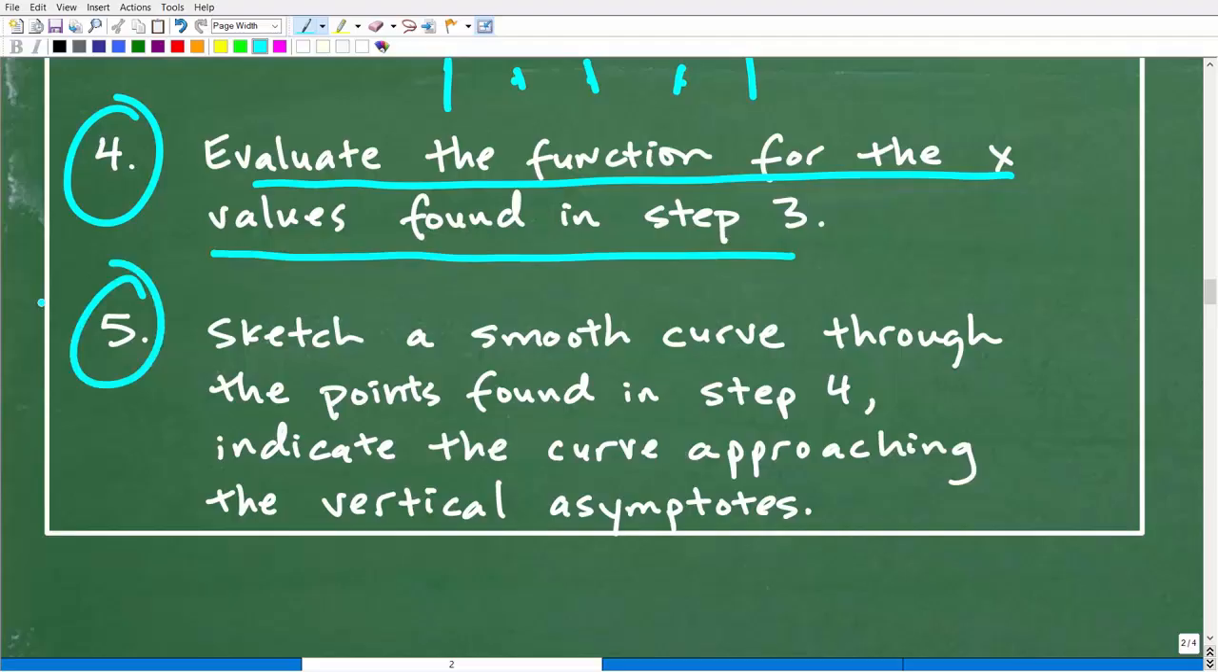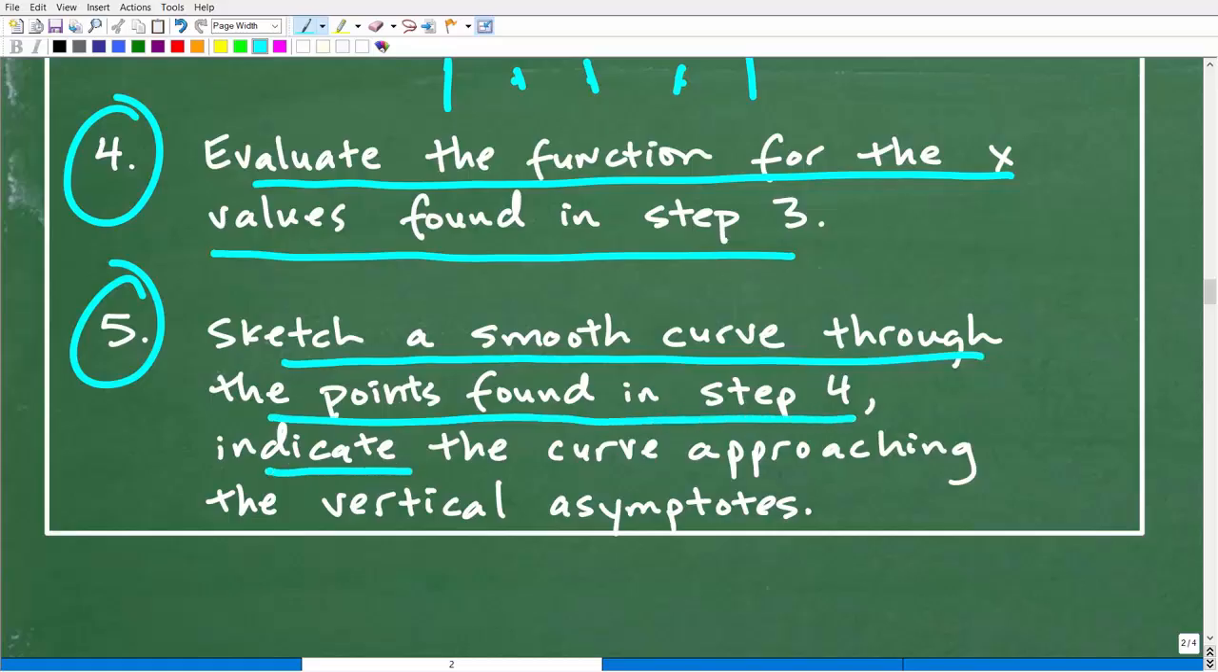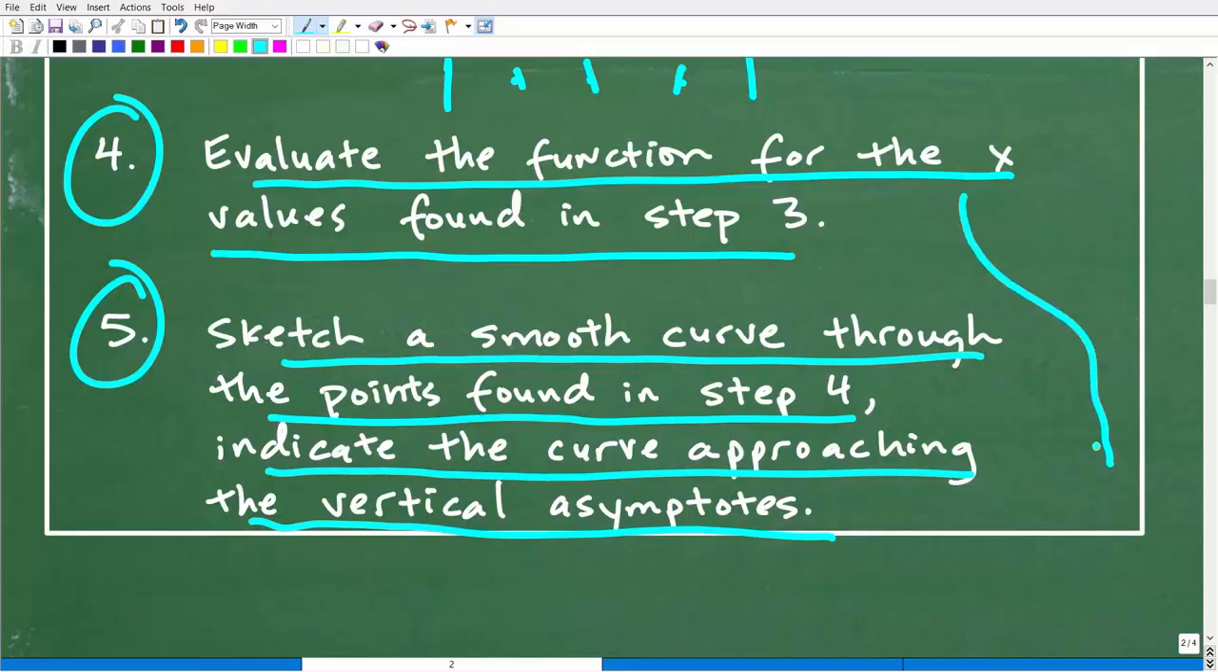Step number 5, what we're going to do is sketch a smooth curve through the points found in step 4, and then indicate the curve is approaching the vertical asymptote. Your teacher wants to see that you understand the behavior of a graph approaching an asymptote. So you don't want to ever touch the asymptote when you're graphing, and you need to indicate that your graph is approaching but not touching that asymptote, showing that asymptotic behavior.